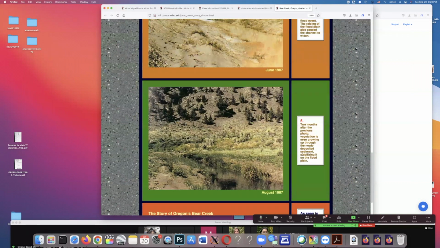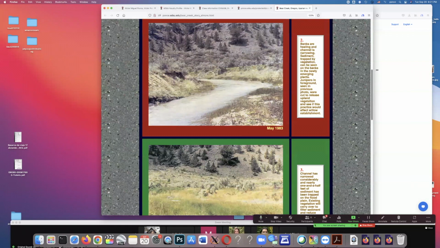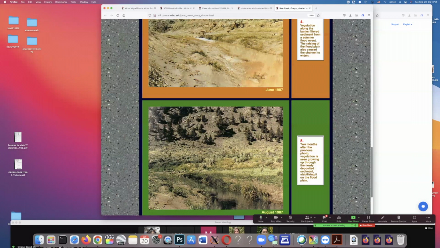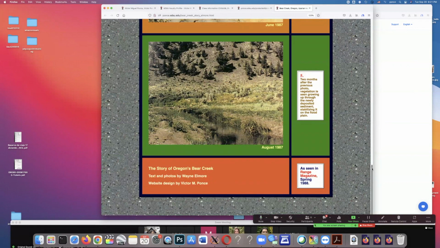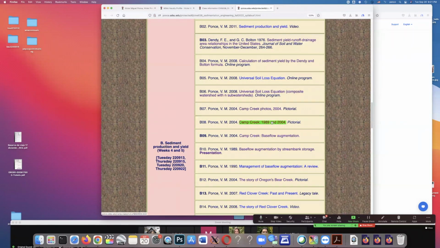And finally, 2 months after the previous photo, vegetation is seen growing up through the newly deposited sediment, stabilizing it on the floodplain. Now it's a narrow channel with clear water. Can you believe that? Over here, the water is in a much wider channel, at least 3 or 4 times. A successful project carried out by our colleague Wayne Elmore from the Bureau of Land Management in the middle 80s.